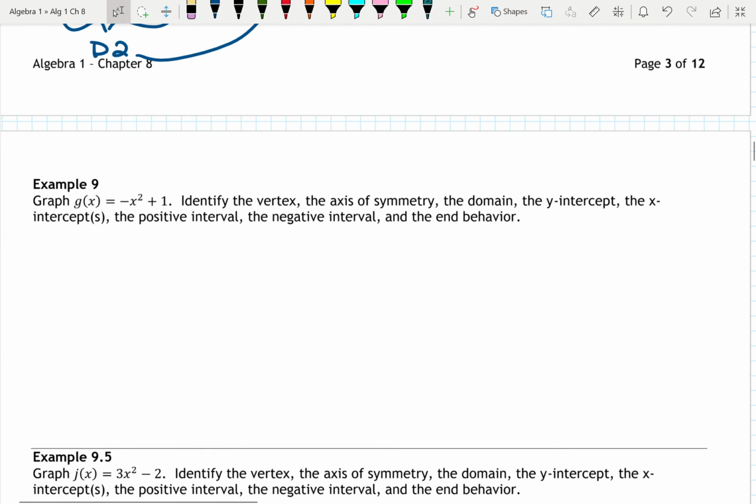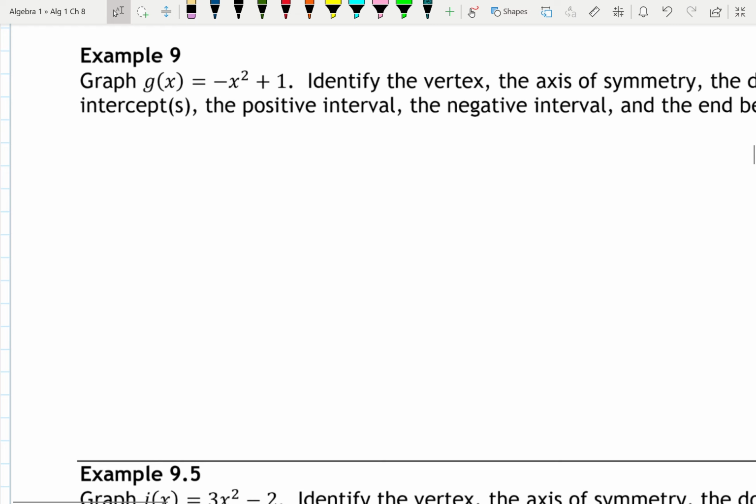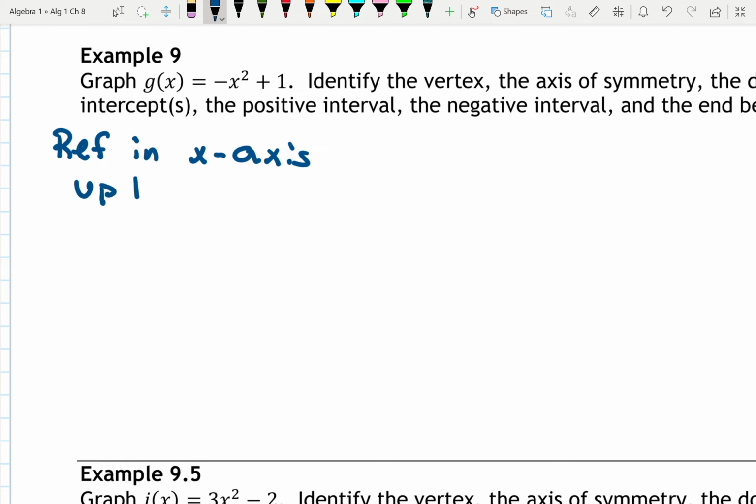Graph g of x equals negative x squared plus 1, and then we need to list all of the characteristics there. So, again, I need to list off my transformation. The negative is a reflection in the x-axis. The plus 1 moves it up 1, and now we're ready to graph. I want to draw my plane out.